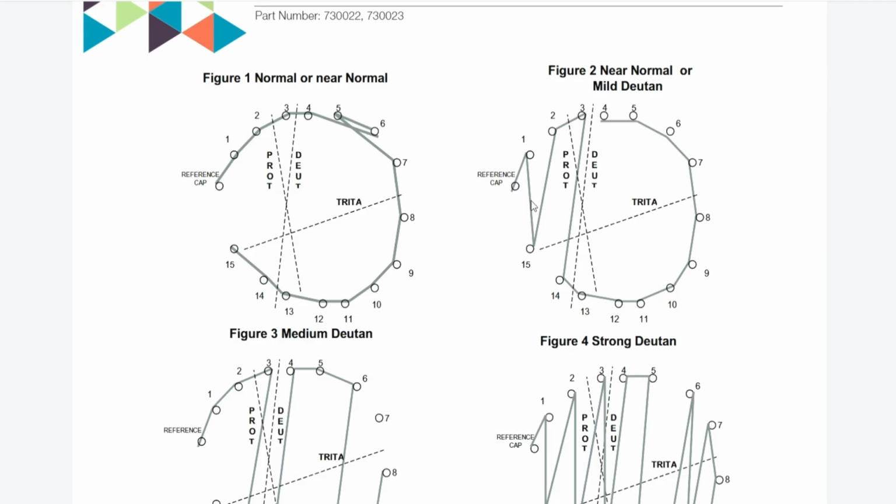Now, if we look at figure 2, near normal or mild Deuteran, this is because it does not have more than 2 errors. So this is one error. As you can see, 1 has been mixed with 15. So rather than plot 1 to 2, they've put 15 where 2 should be. So you've got 1, 15, then you now have 2, 3. Then rather than go to 4, they now have 14. So that's 2 errors there. And it's parallel with Deuteran because they have to be parallel. That makes it mild Deuteran because it's not more than 2 errors that's been plotted.